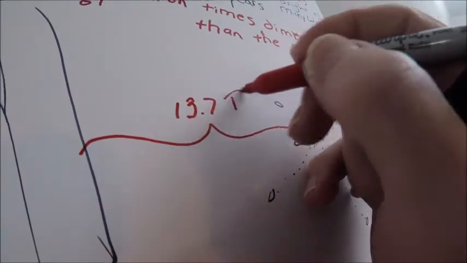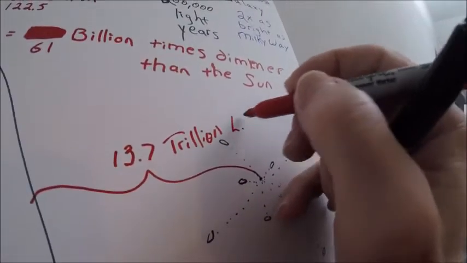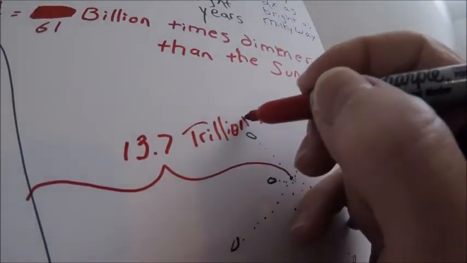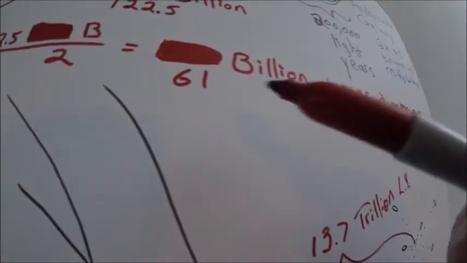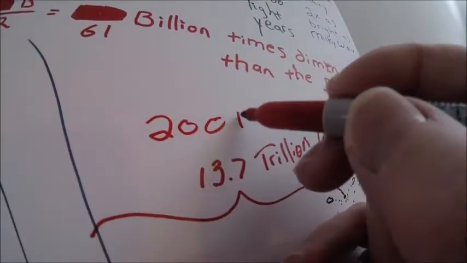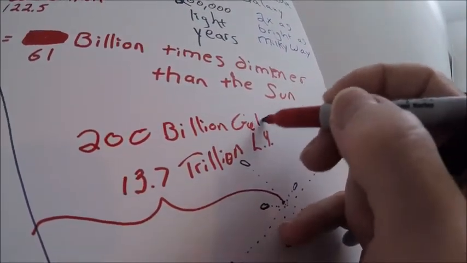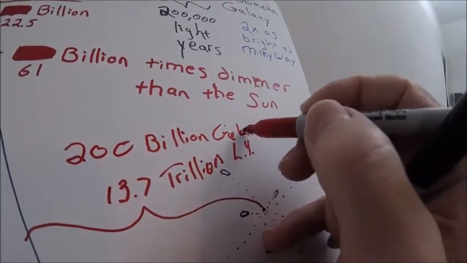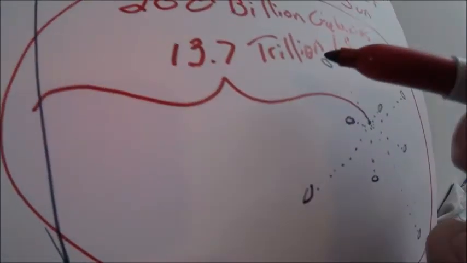13.7, what is it, trillion light years. 13.7 trillion light years. And we're talking 200 billion galaxies in the universe. And they're all spread out, not 2.5 million, but 13.7 trillion.